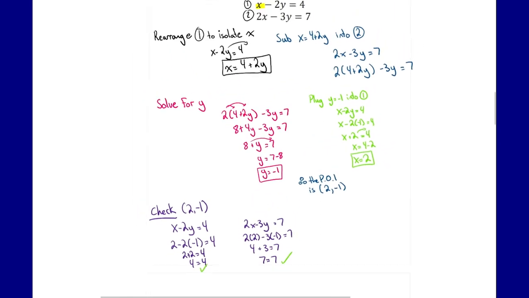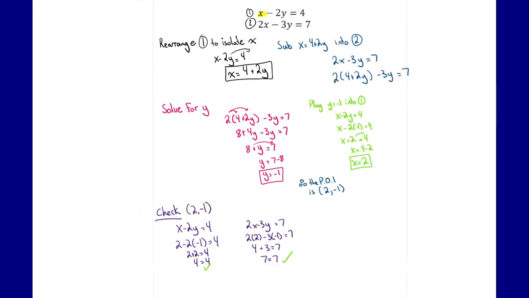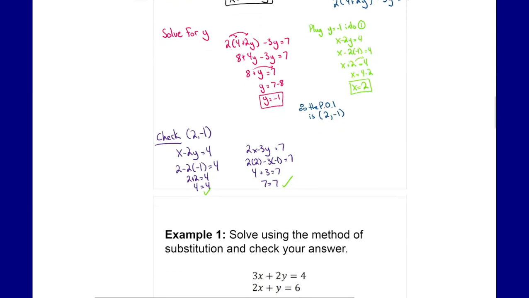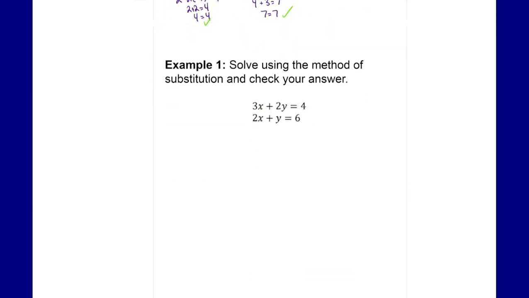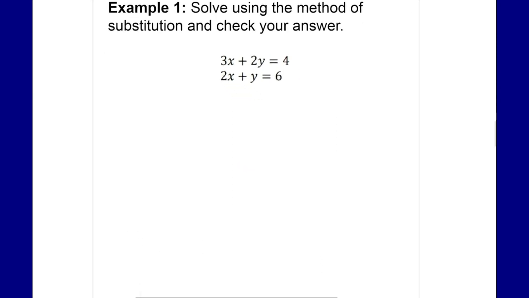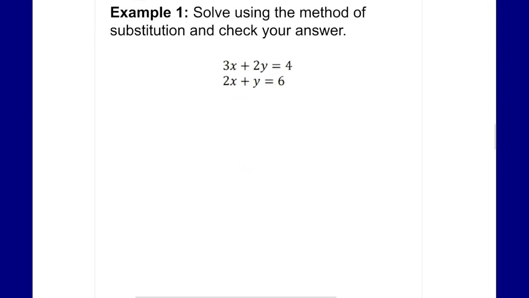And those are the steps to solving by substitution. So we went through and found the point of intersection without having to graph. Let's go through and do the second one, a little bit different. So we're going to solve using substitution, and we're going to check our answer.